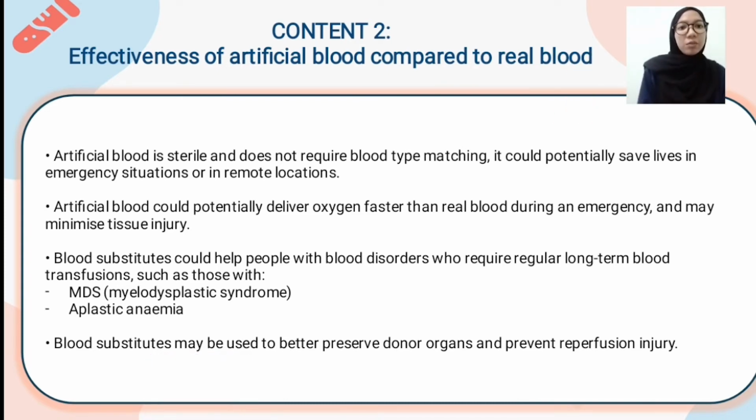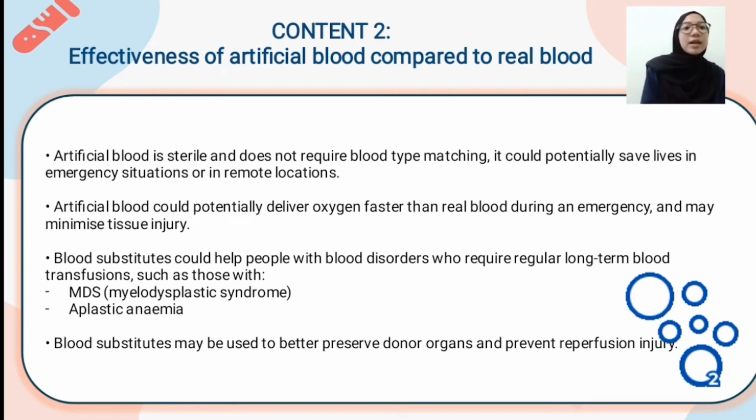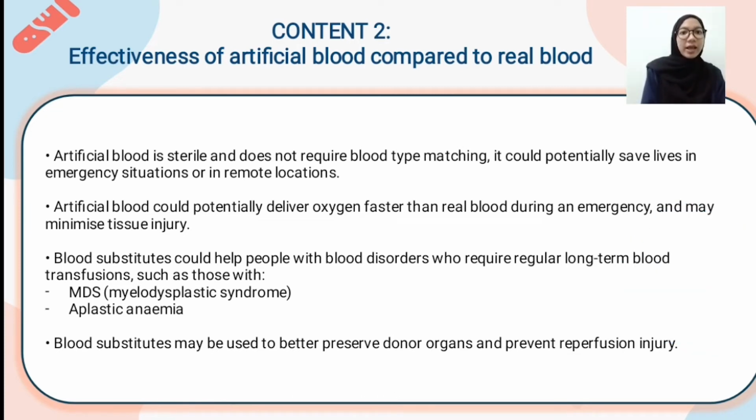Okay, artificial blood could potentially deliver oxygen faster than real blood during an emergency, and this can help to minimize tissue injury. Okay, blood substitute could help people with blood disorders who require regular long-term blood transfusion, such as those with MDS, which is myelodysplastic syndrome. It is a kind of cancer that prevents immature red cells in the bone marrow from maturing. Second is aplastic anemia, where the bone marrow does not produce enough new blood cells.